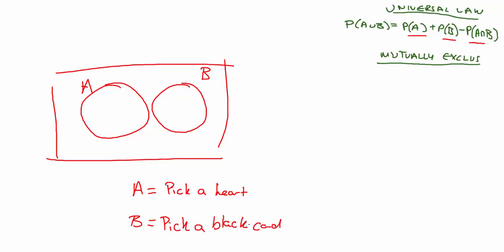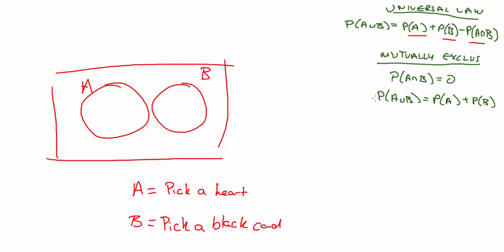It just can't happen. For example, if you pick the 4 of hearts, it's red, so you picked a red card, you picked a heart, but it's not black. It's pretty obvious. What makes it mutually exclusive is the fact that the probability of being both things is 0. Now just think what happens to the universal law. That means this is 0. So the probability of A or B is literally just the probability of A plus the probability of B. That's what mutually exclusive is.